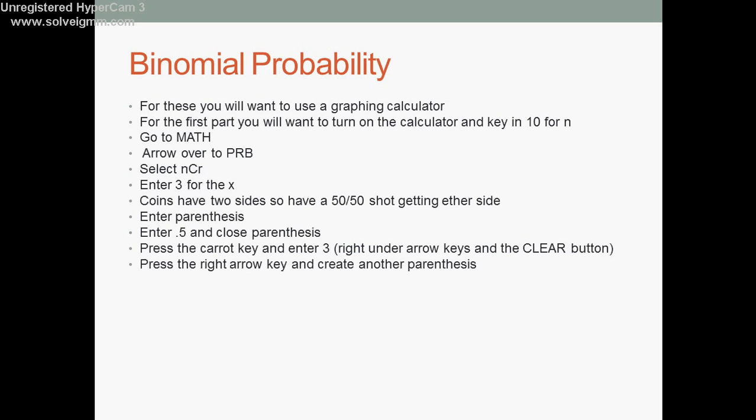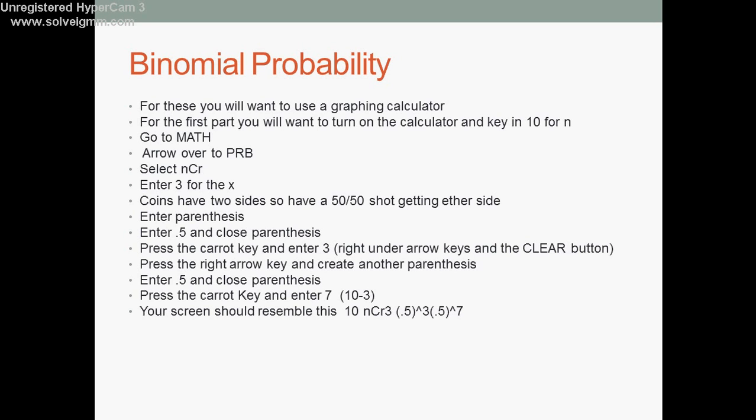Press the right arrow key and create another parentheses. Enter 0.5 again and close the parentheses. Press the caret key and enter 7, and that is your total number of flips from the coin minus the projected outcome. Your screen should resemble this. Press enter. The answer is 0.12 rounded to the nearest hundredth.